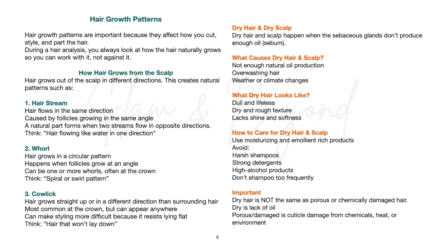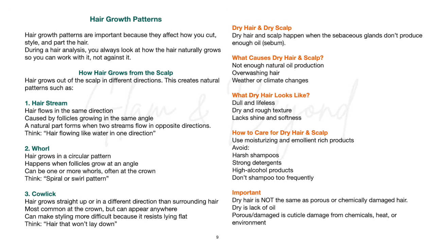Number two, a whorl. Hair grows in a circular pattern. Happens when follicles grow at an angle. Can be one or more whorls, often at the crown. Think spiral or swirl pattern.